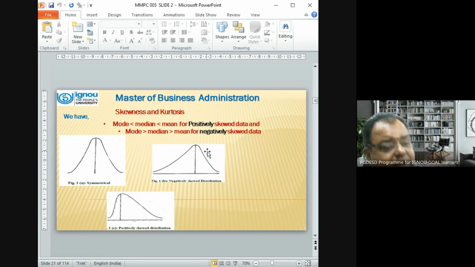First one, figure one, is a bell-shaped graph. It is for a symmetrical distribution. A symmetrical distribution is that distribution in which all the three central measures are equal. That means mean is equal to median is equal to mode. But if mode is less than median is less than mean, it will be positively skewed. And if mode is greater than median and median is greater than mean, it is negatively skewed data. These are the three diagrams.